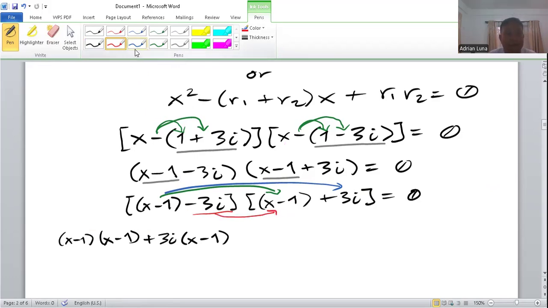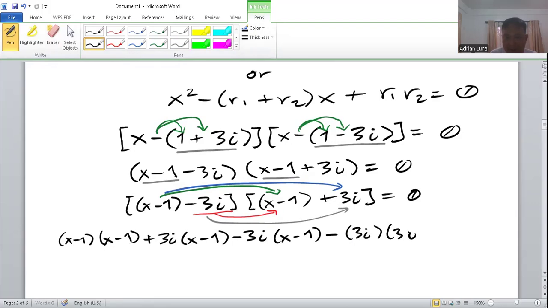So, we have negative 3i, then quantity of x minus 1. Then, yung product ni last terms, which is negative 3i times positive 3i. So, negative times positive is equals to negative. So, negative 3i times 3i is equals to 0. So, let's simplify. Notice that we can cancel this. Positive 3i times the quantity of x minus 1 and negative 3i times the quantity of x minus 1.